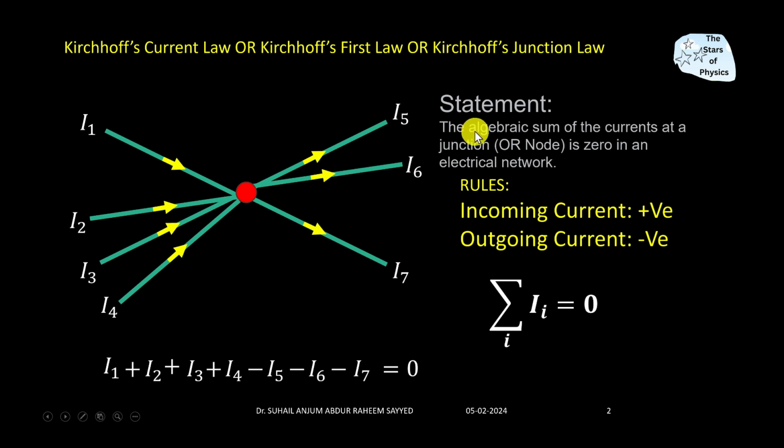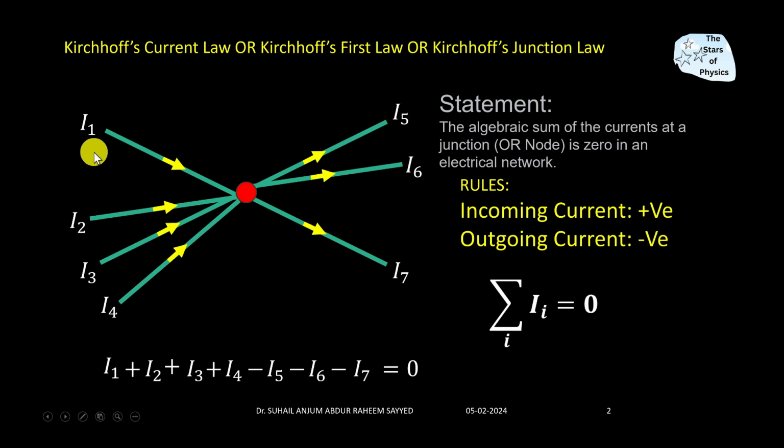So the statement is, the algebraic sum of the currents at a junction or node is zero in an electrical network. Here we have this red point, which is a junction or node in this given diagram. At this point, the algebraic sum is zero. Now here we have to follow these two conventional rules. Incoming current is considered positive and outgoing current is considered negative.